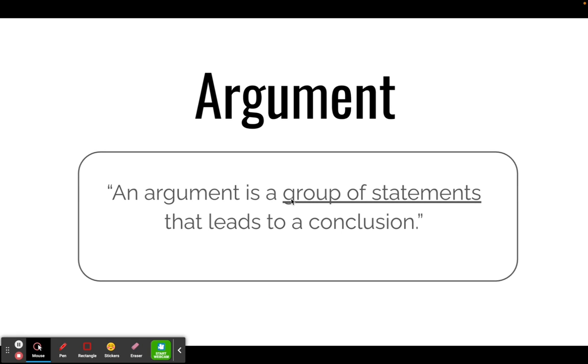And then anytime you see a line in your notes, you're going to fill in the blank. So for this slide specifically, you're going to fill in group of statements. We're going to take some notes about argument and persuasion to get some fundamental knowledge down. An argument is a group of statements that leads to a conclusion. If I had to define it in the most simple terms, this is what it would be. It's a group of statements that leads to a conclusion.